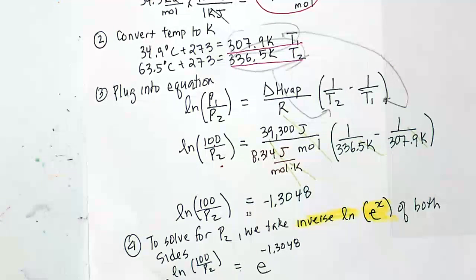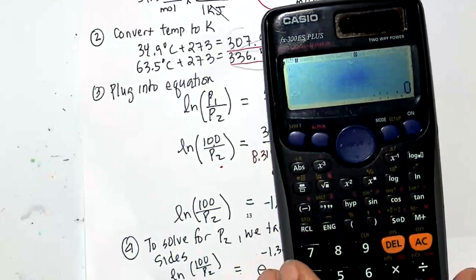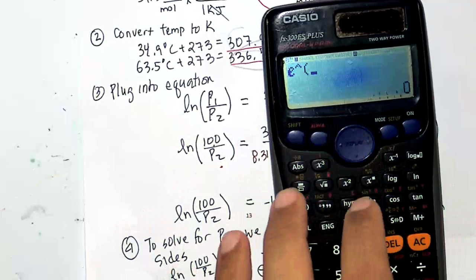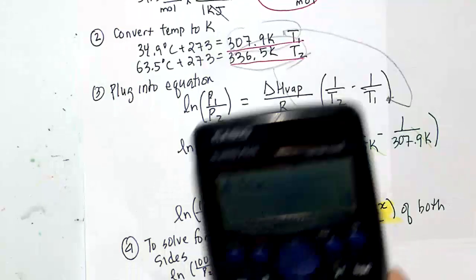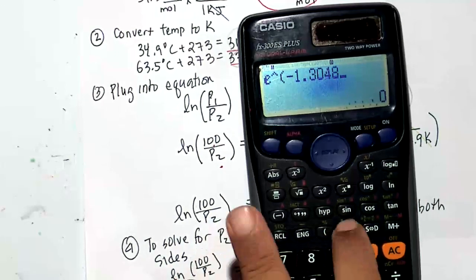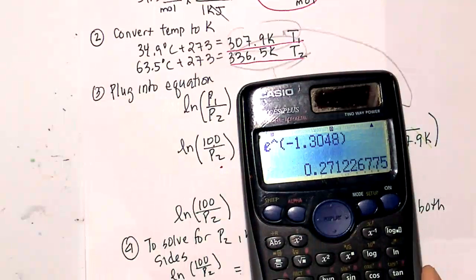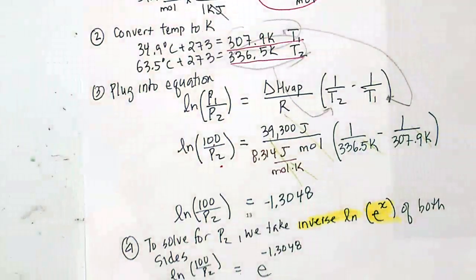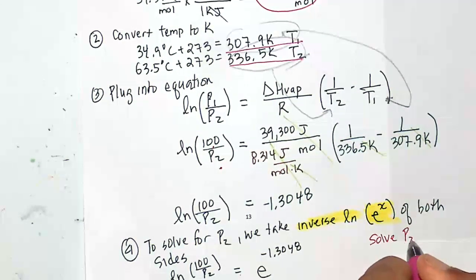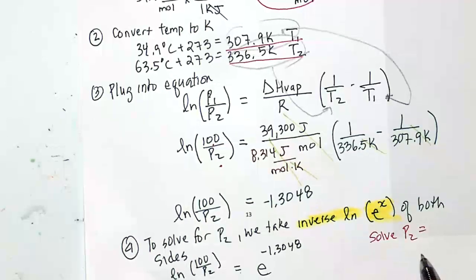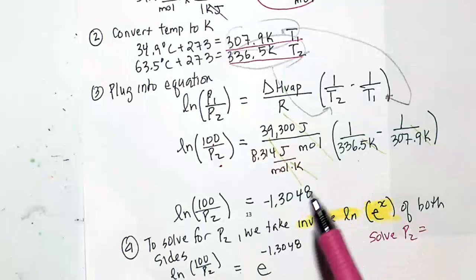So e to the natural log of 100 over P2 is 100 over P2. So this is what you'll do on your calculator. You're going to do shift natural log, not the natural log, but the shift natural log, minus 1.3048. Close the parentheses, and you get 0.271. Well, put some extra digits there, 0.2712. And now we'll solve for P2. This is vapor pressure P2 at the temperature of 336.5.